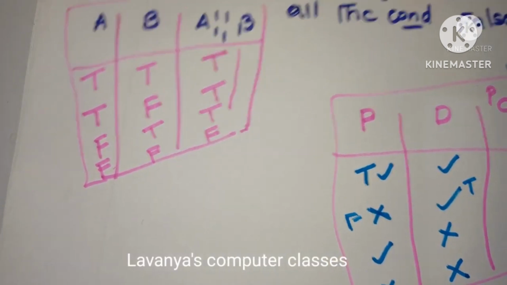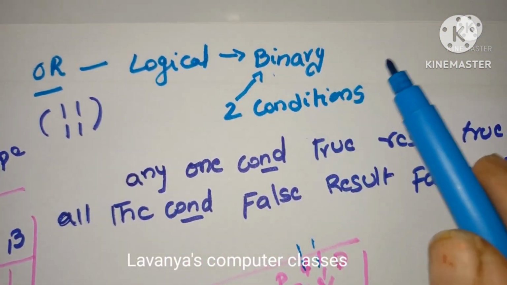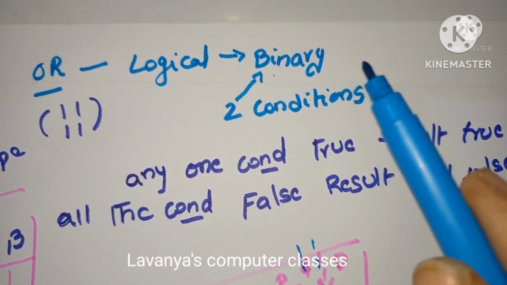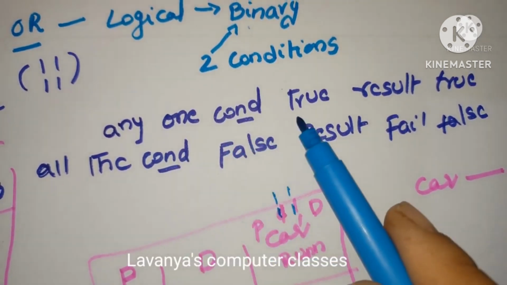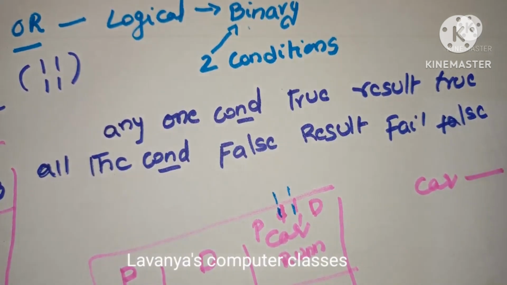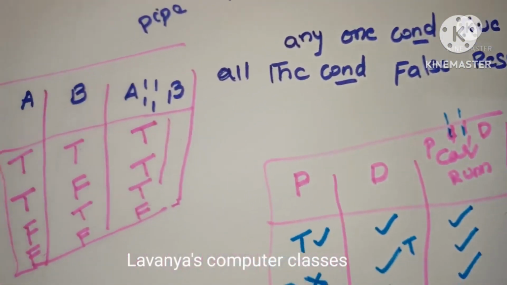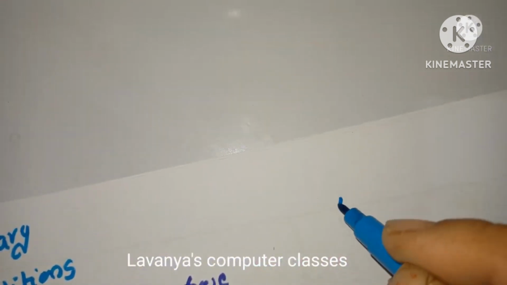So this is called the OR operator. So what is the OR operator? OR is a logical binary operator. How does it work? If any one condition is true, the result is true. Only when all the conditions are false, the result is false. So this is the truth table of the OR operator. The third logical operator is NOT.